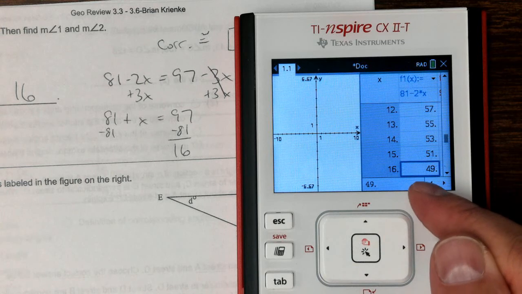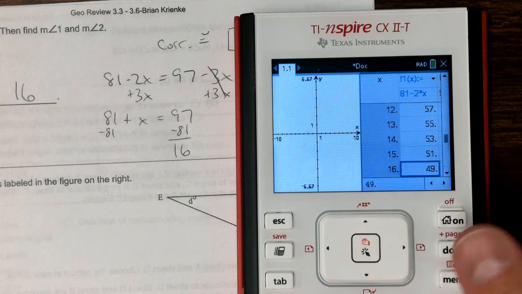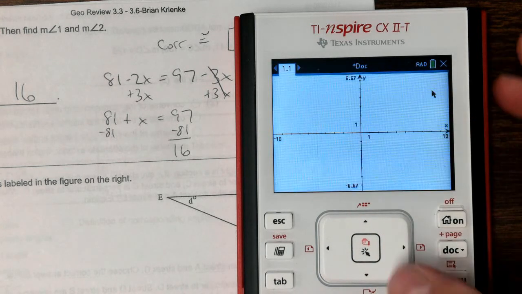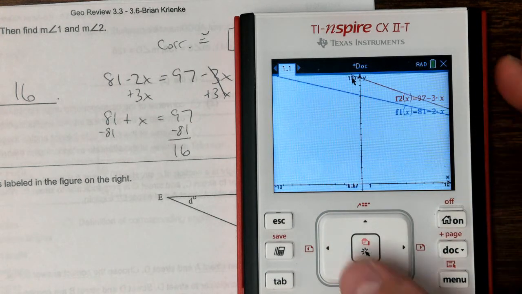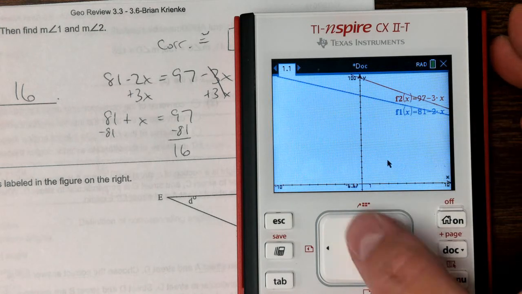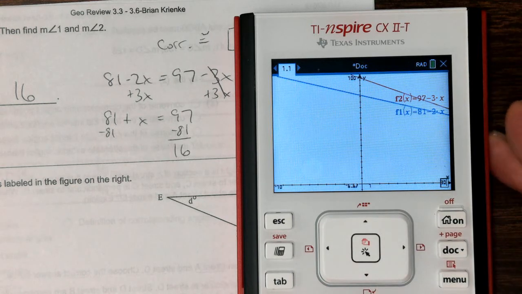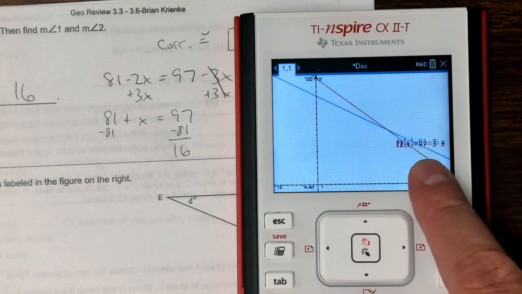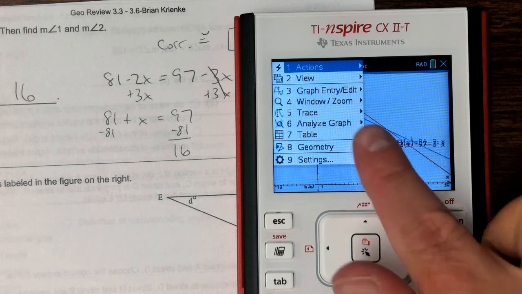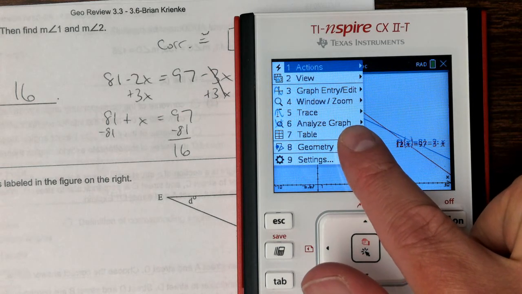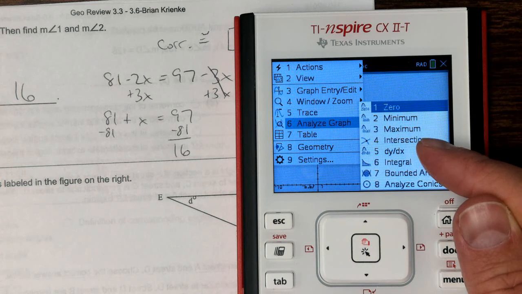So you can do it that way in the table. Problem with that is sometimes they're decimals, so you may not want to do it that way. The other way we could do it is just adjust this to be like 100, and so now you can see the lines, and make this like 30. Now that's considered a good graphing window, and then we'd analyze the graph. So first you hit menu, analyze the graph is number 6. Okay, and we want to find the point of intersection, which is number 4.